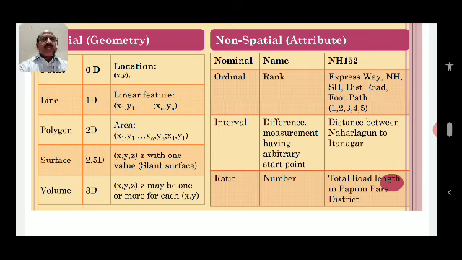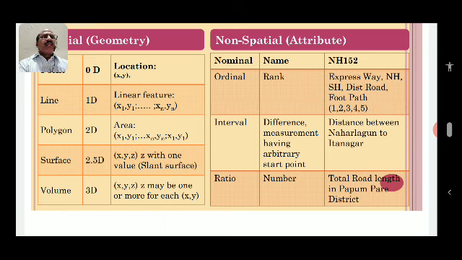Then in the non-spatial, the attribute one, we have nominal, that's the name, then the ordinal, that's the rank, interval, and ratio. In the nominal, for example, the road is NH 152 or NH1, like that. We are naming the road only, that means the feature has a name. Then is the rank. So depending upon the use or priority, say expressway can be 1, national highway 2, state highway 3, likewise we can give them the rank.